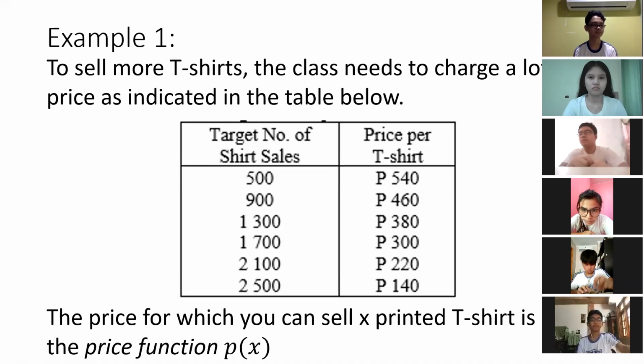So the target number of shirt sales, 500, will be the X. The price per t-shirt is your Y.